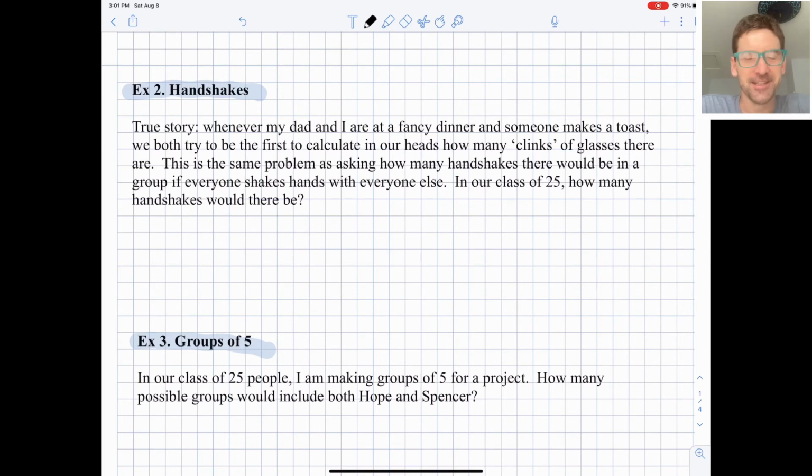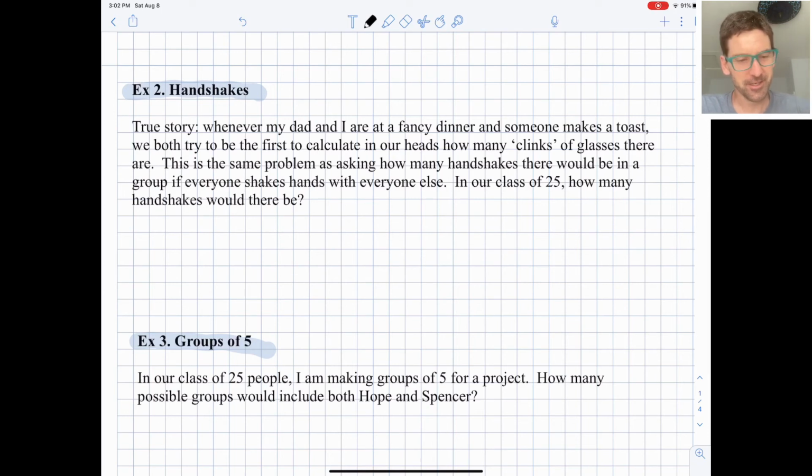But I want you to realize that this is the same problem as asking how many handshakes there would be in a group if everyone shakes hands with everyone else. So in our class of 25, how many handshakes would there be? What you need to think about is that if I shake hands with Lily, Lily then doesn't also have to shake hands with me. In other words, order doesn't matter. We're just looking for groups of 2. How many different unordered groups of 2 could we make to create some handshakes?